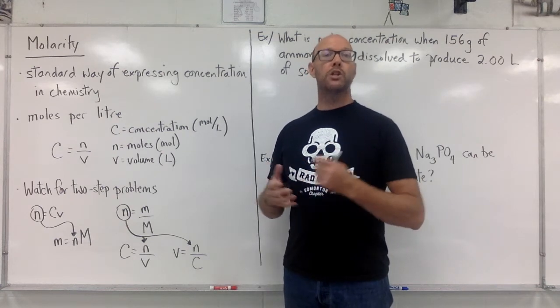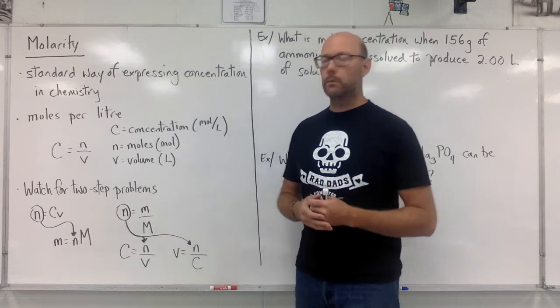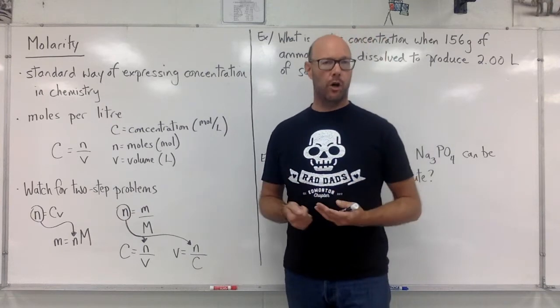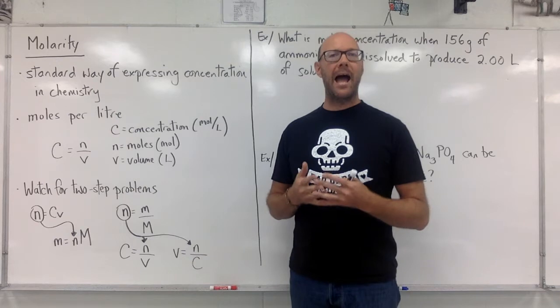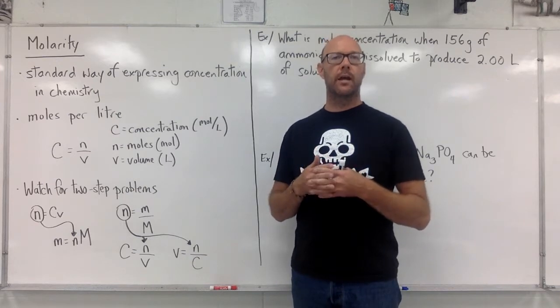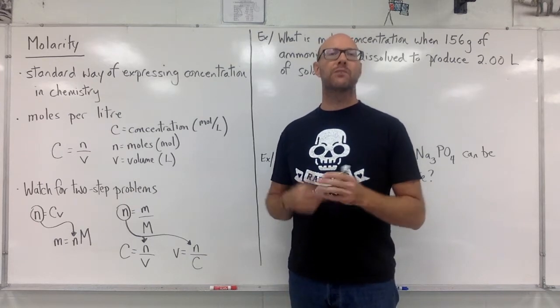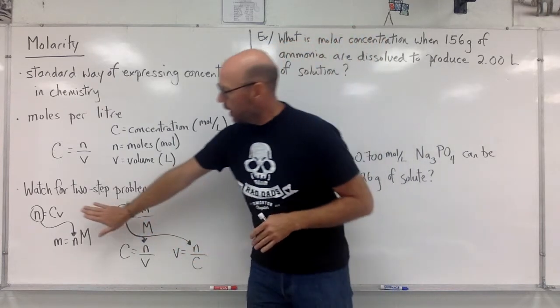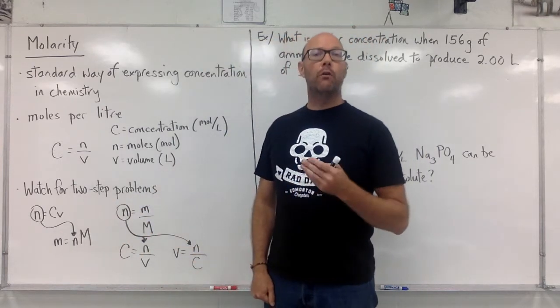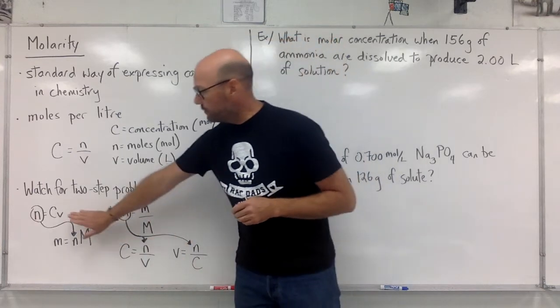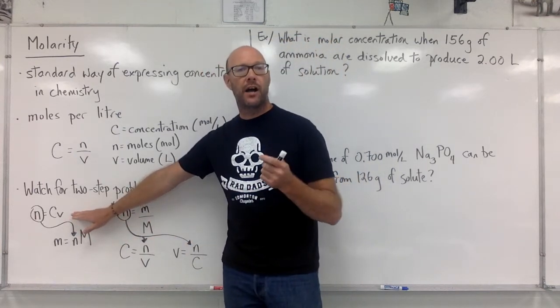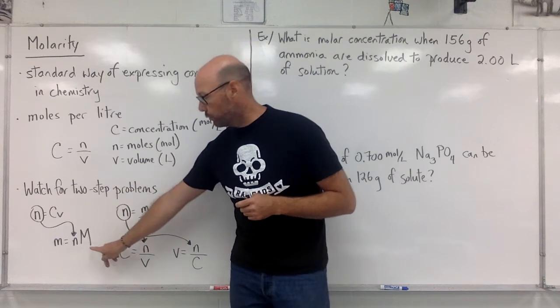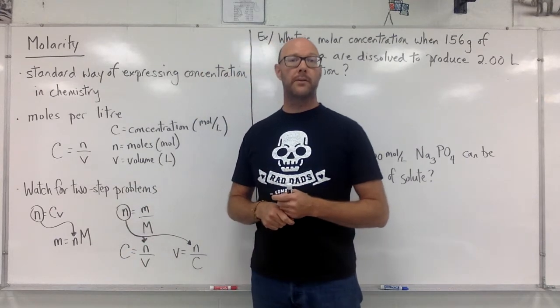But watch out for those times where we have two-step problems where we have a mass involved. As soon as there's a mass and a concentration together, as long as it's about molar concentration, we're going to have two steps. There's three possibilities. If we're asked to solve for the mass, we have to do C times V first to find the moles and then carry our answer forward and multiply by the molar mass.